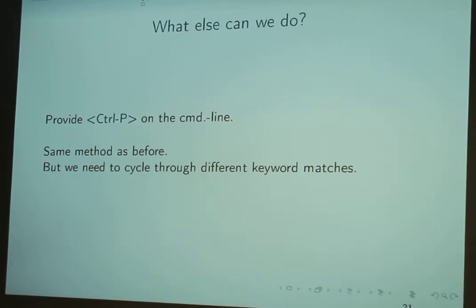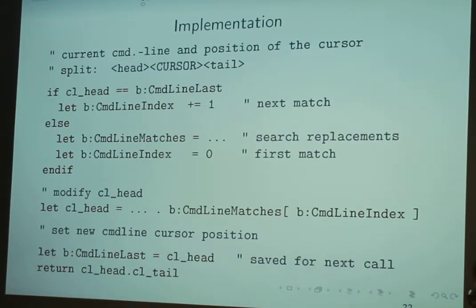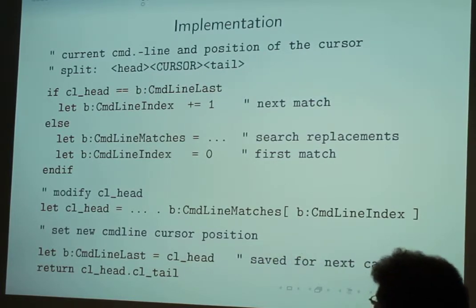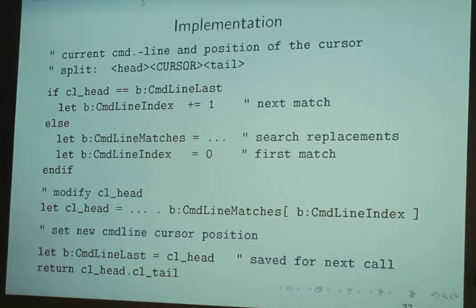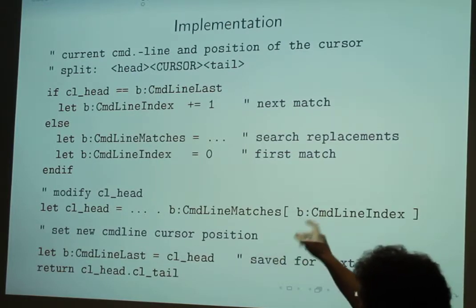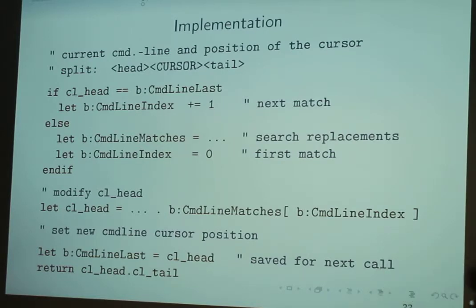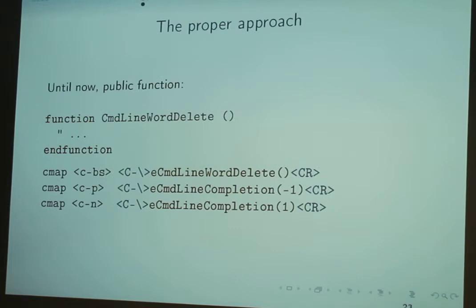So we can actually use the same trick as before. We just need to cycle through the different keywords. So it gets a bit more complicated. We use buffer local variables to save some internal state of this completion function. And then every time the user hits Control-P again, we just give the next replacement. I will upload the slides. You can look at this code on your own, and I will also link to the plugin that does this.